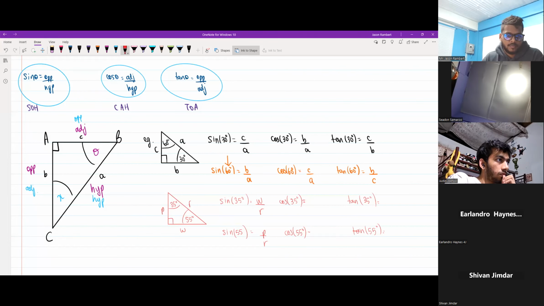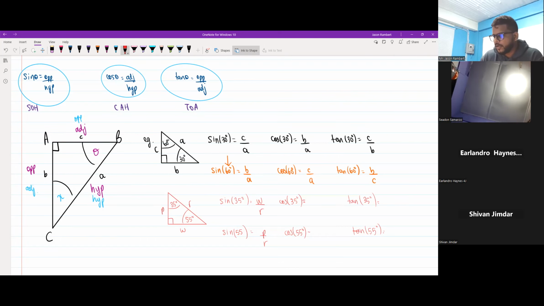Where's cosine of 35? E over R, sir. P over R. What is cosine of 55? Hold on, sir. Shivan, you're on the last one. Tan 35 and tan 55. Tell me in chat. I know you don't have a mic.